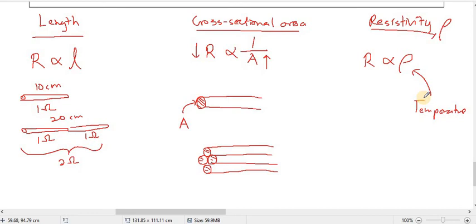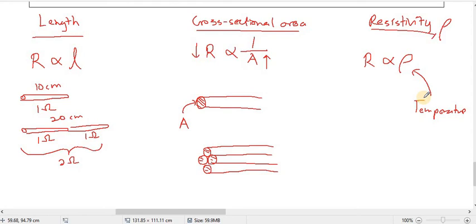Remember, temperature affects resistivity, not resistance. Temperature affects resistivity, so indirectly it will affect the resistance. That is why a wire that has a higher temperature will have higher resistance, because the resistivity of the material increases at higher temperature. Understand?